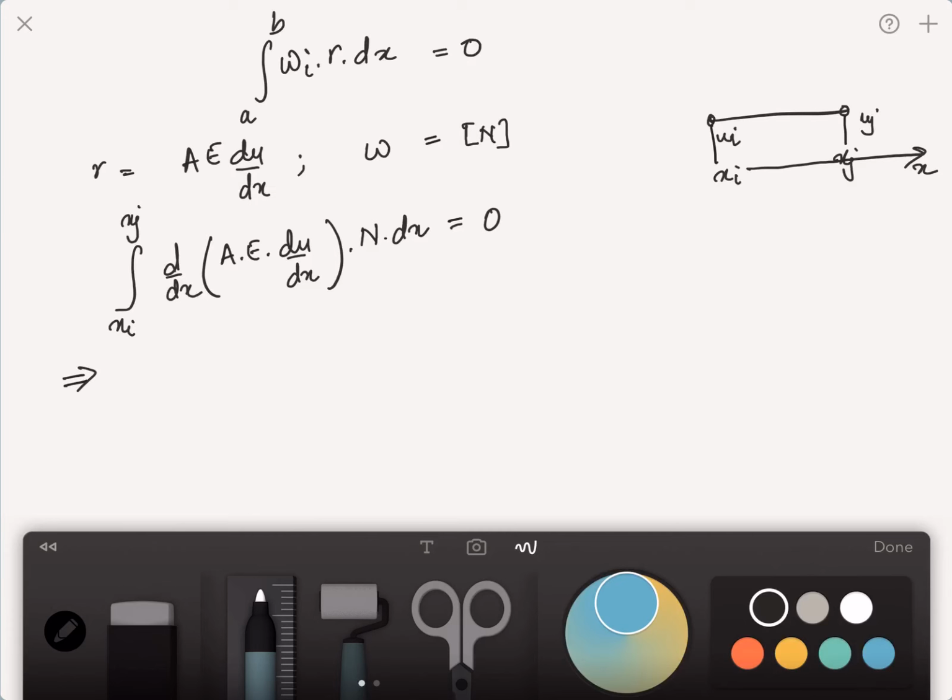Now, because I want to have consistency in terms of the matrix notation, I can write N transpose in front of d/dx EA du/dx. Sorry, I keep switching between AE and EA, but those are just constants, so it shouldn't be such a big problem.